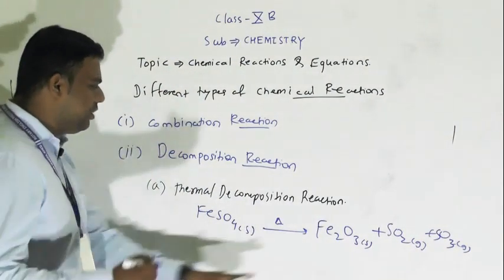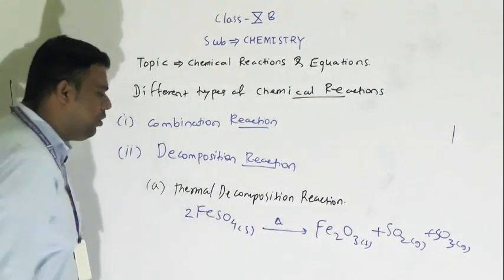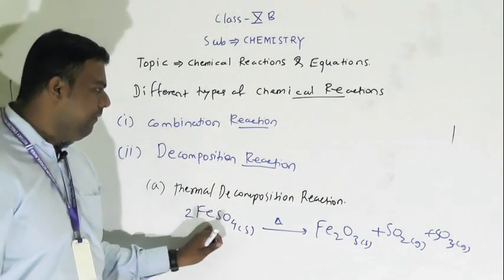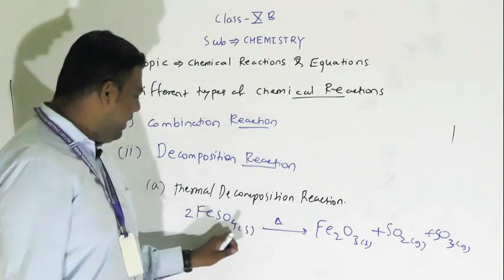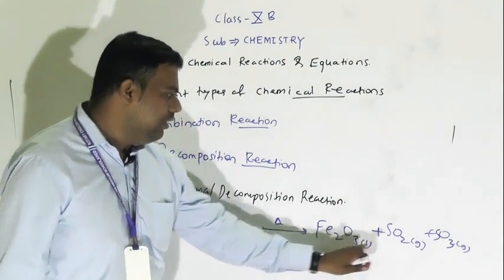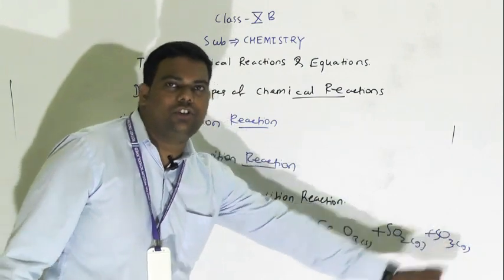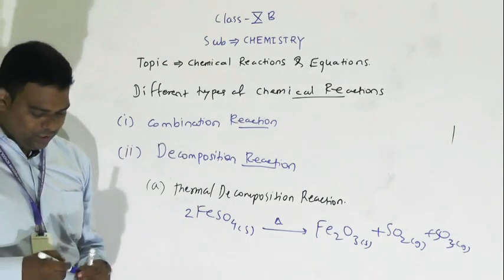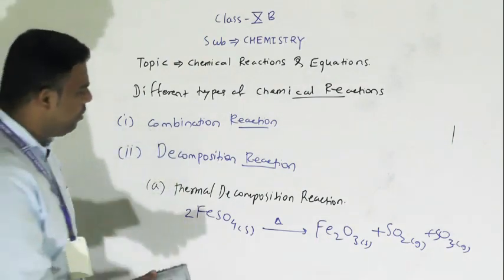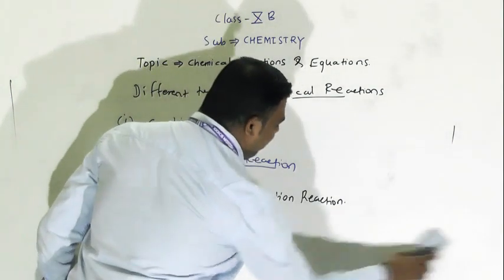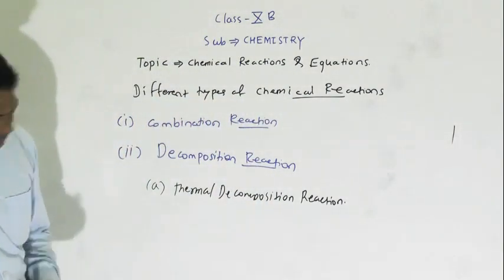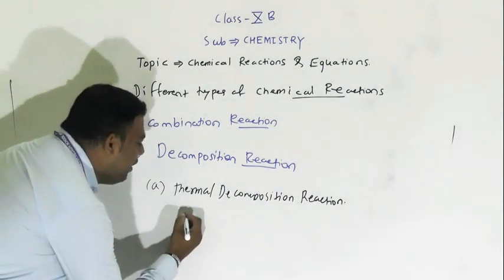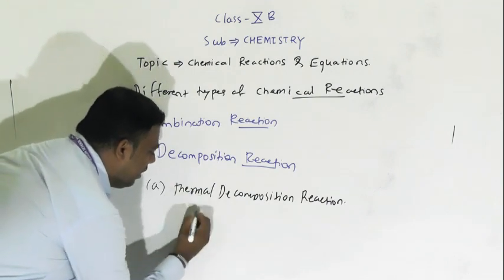So we have to balance this reaction. Here 2 Fe, so here also 2. We can cross check: 2 iron, here also 2 iron, 2 sulfur, here also 2 sulfur, then 8 oxygen. See here 3 plus 2 is 5, and here 3, so 8 oxygen. That is the thermal decomposition of iron sulfate. Now we will see the next example, small b in thermal decomposition: decomposition of lead nitrate.